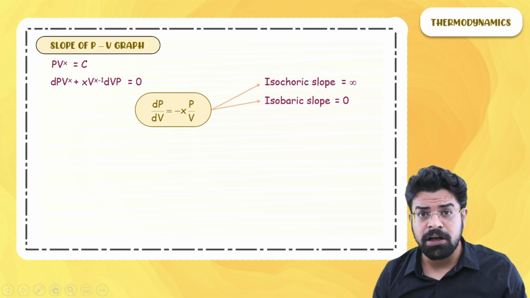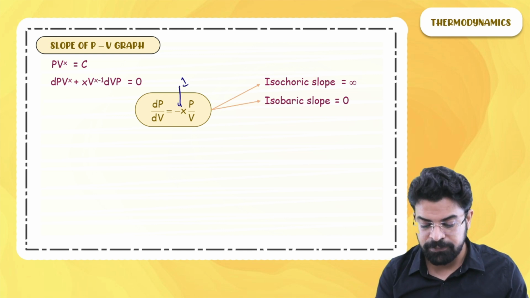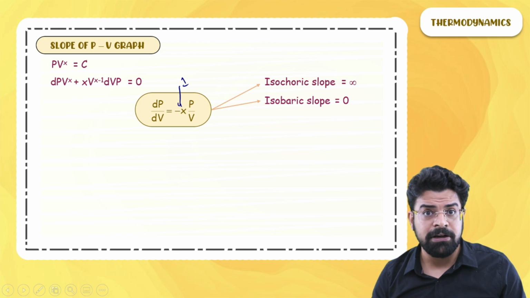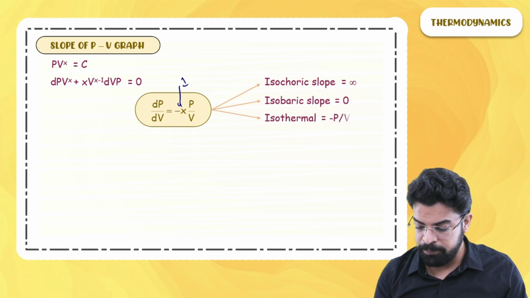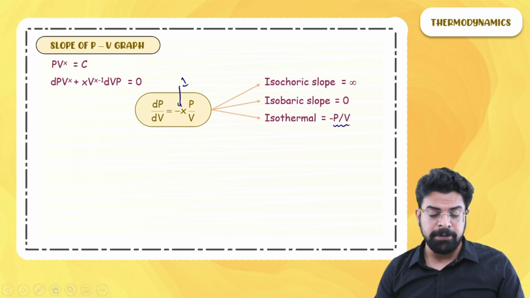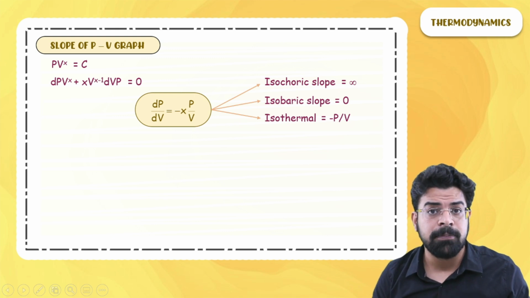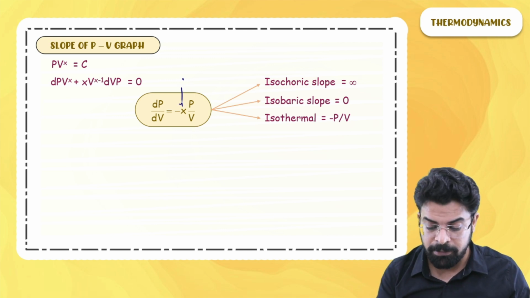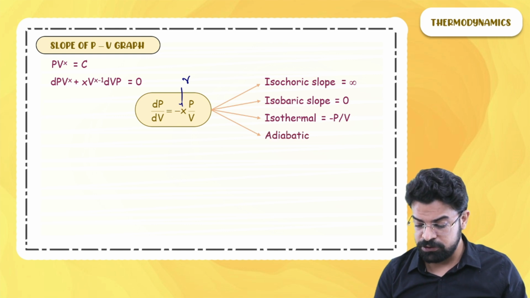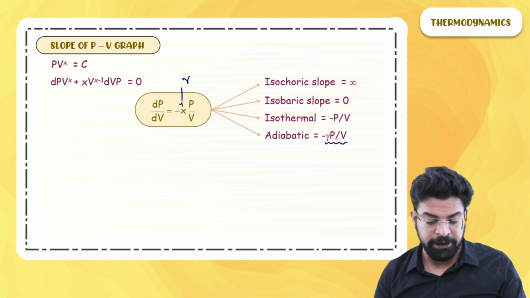For an isothermal process, the polytropic coefficient is 1. So the slope dP by dV comes out to be minus 1 into P by V, which is minus P by V. And for an adiabatic process, the polytropic coefficient is gamma. So the slope comes out to be equal to minus gamma P by V.